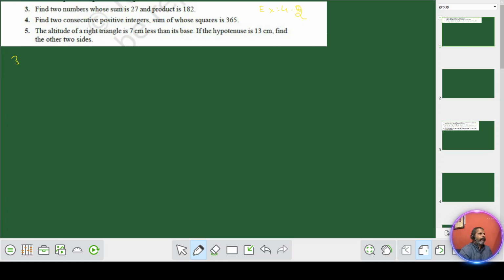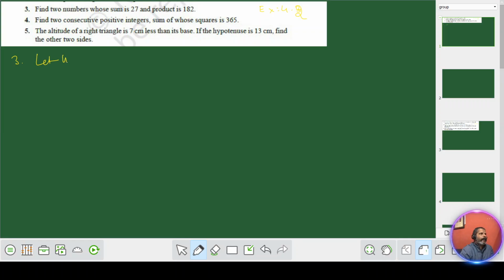Exercise 4.2. Find the two numbers whose sum is 27 and product is 182. This is the application of word problem quadratic equations. Where do we apply the quadratic equations? Two numbers such that their sum is 27 and product is 182. How do you assume the numbers?